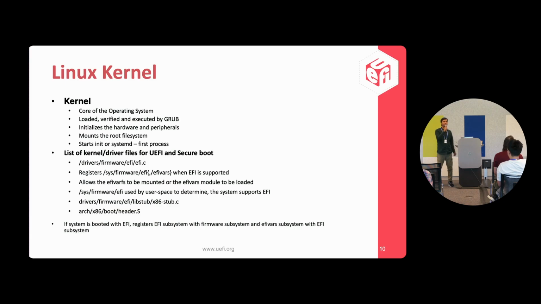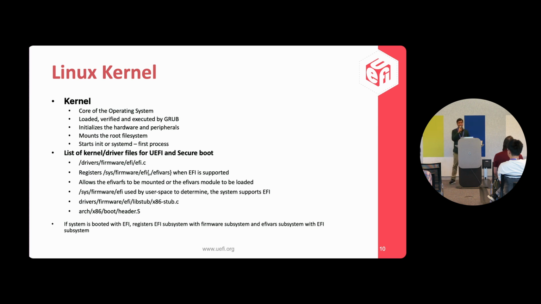Now, as we know, the kernel is the main part of the operating system. The kernel also gets verified and loaded after GRUB. It initializes the main hardware, peripherals, and also a few of the SoC IPs. As a next step, the kernel loads the file system and mounts it as well. And then at the end, it starts systemd or the init process.